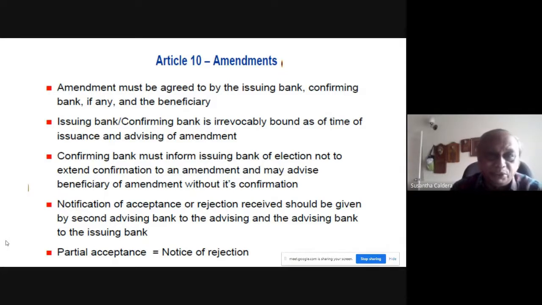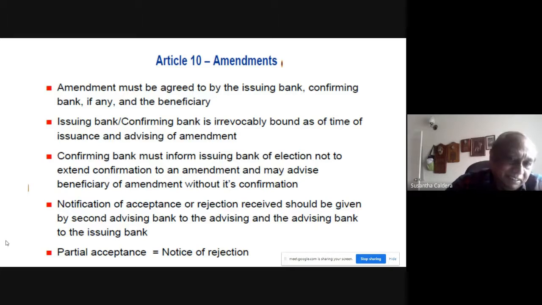Okay, we'll go back to Article 10. Issuing bank or confirming bank is irrevocably bound as of the time of issuance and advising of amendment. This will come to you correctly in multiple choice questions, MCQ. From what time are they bound for the amendment? As of the time of issuance. From that moment they are irrevocably bound. Confirming bank must inform issuing bank of election not to extend confirmation to an amendment and may advise beneficiary of amendment without his confirmation.